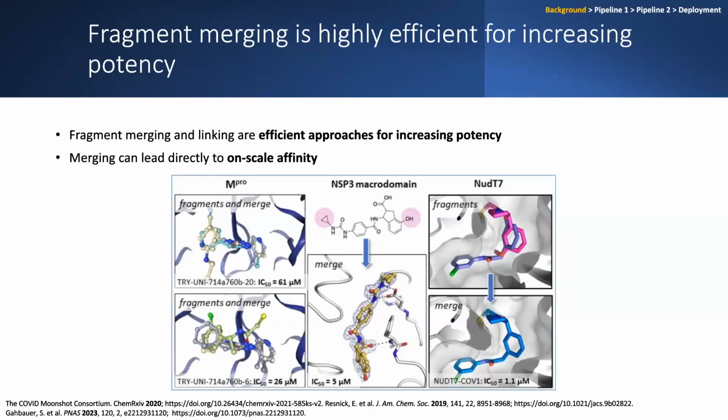So the elaboration techniques that we've been focusing on are more of the fragment merging and linking techniques, because as you can imagine, these can be really efficient and powerful approaches for increasing potency. And merging has been shown in some XChem projects to lead directly to on-scale affinities. So these are some examples for a few different targets. For example, SARS-CoV-2 Mpro. We found that mergers that were designed for fragment hits that were overlapping in the pocket led to compounds that had IC50s in the low double-digit micromolar range.